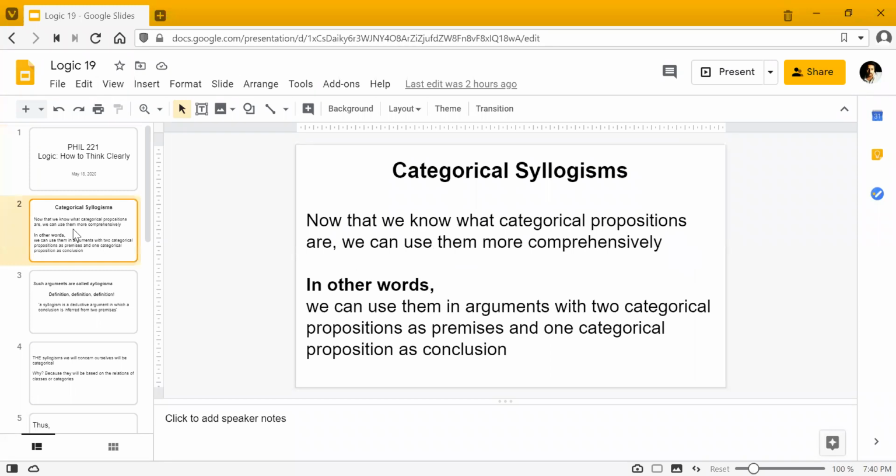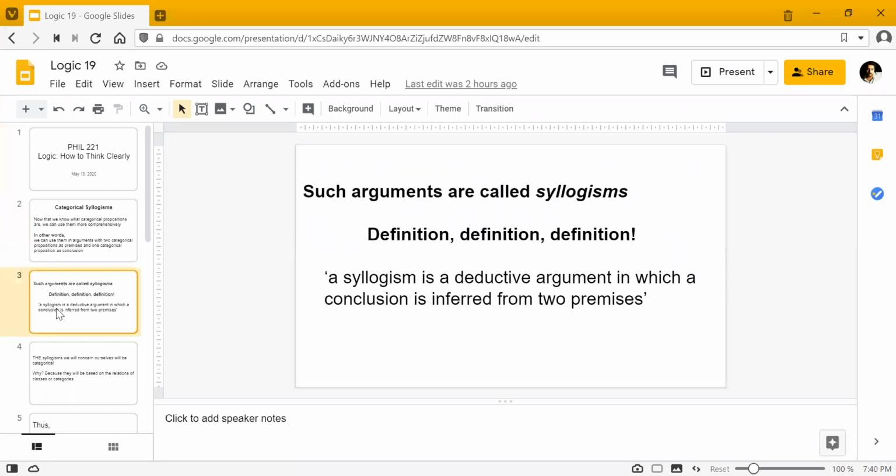Today's lecture is about using them more comprehensively through categorical syllogisms. In other words, we'll be using the same categorical propositions in arguments. So the same kind of arguments that we talked about earlier, with premises and a conclusion, but using categorical propositions. Let's start by first defining what syllogisms are.